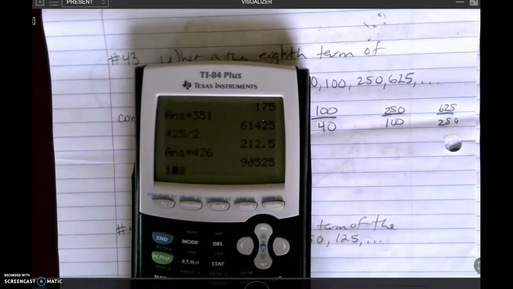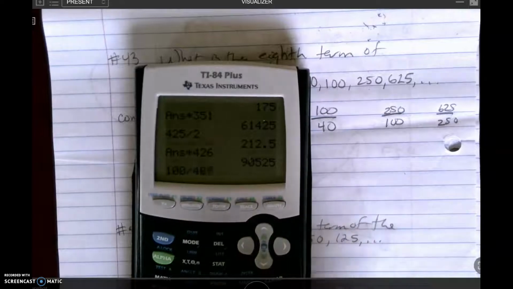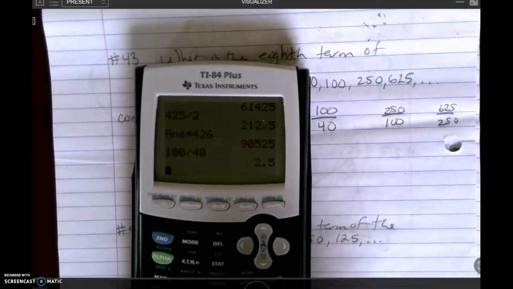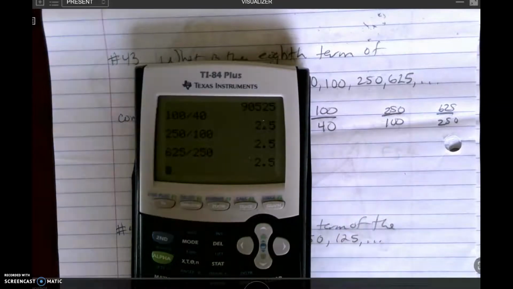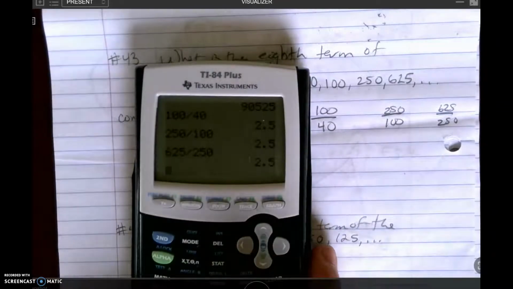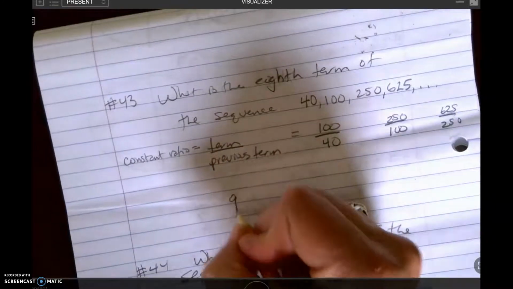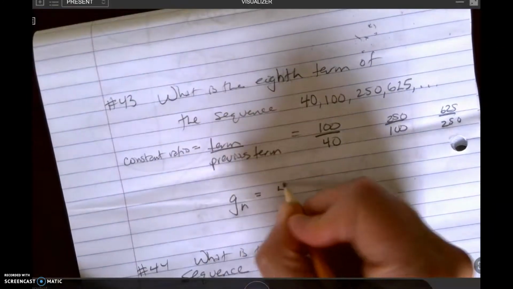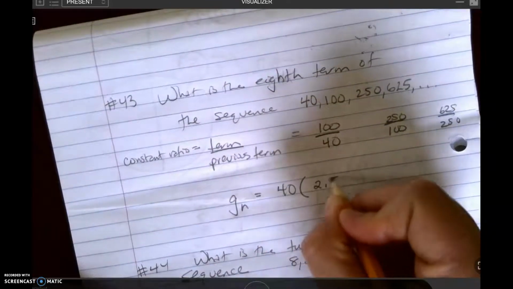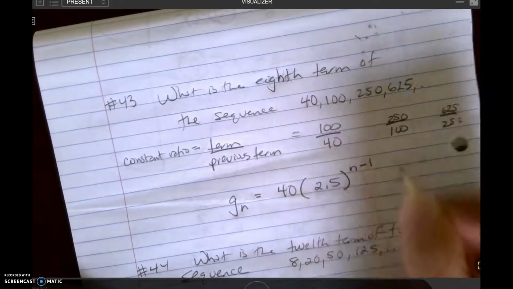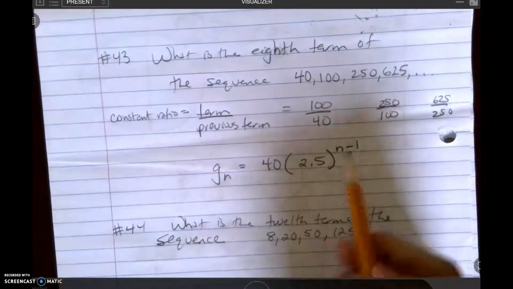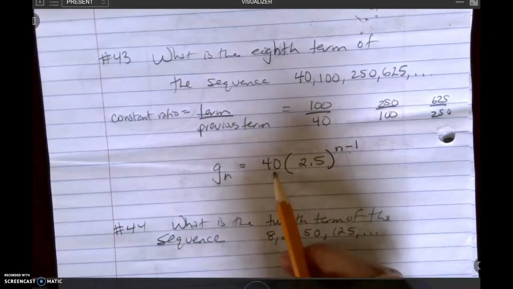So 100 divided by 40, 2.5. 250 divided by 100, 2.5. 625 divided by 250, 2.5. So 2.5 is my constant ratio. So G sub n is the first term, 40, times the constant ratio, 2.5, to the n minus 1. This is n minus 1 because 40 is the first term.